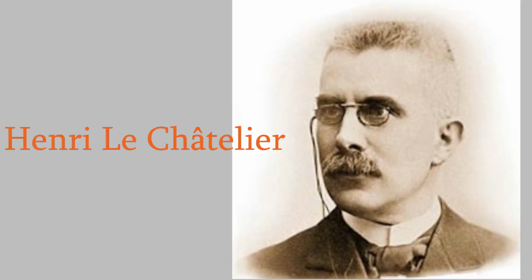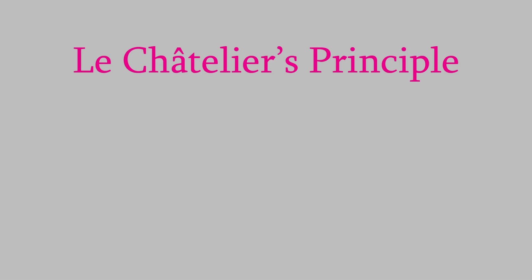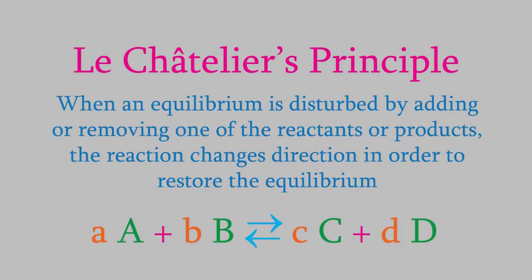This behavior of chemical reactions was discovered in 1888 by the French chemist Henri Le Chatelier, so it's called Le Chatelier's principle. It states that when an equilibrium is disturbed by adding or removing one of the compounds, the direction of the reaction shifts so that eventually the equilibrium is restored. It's one of the most important ideas in chemistry and biology, so let's look at another example.